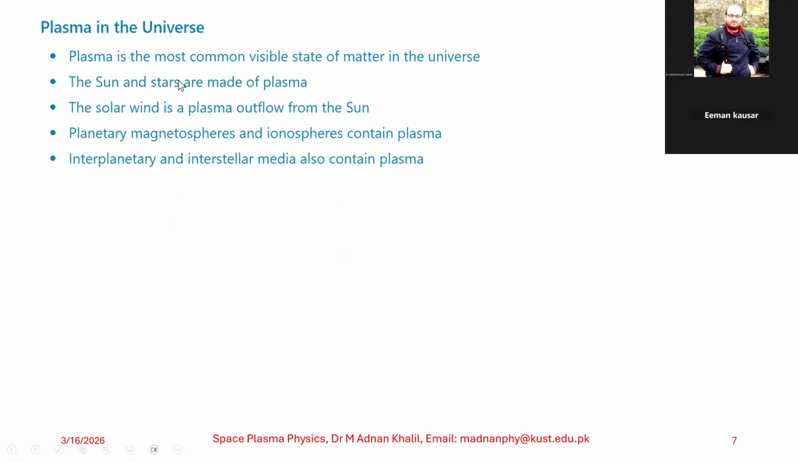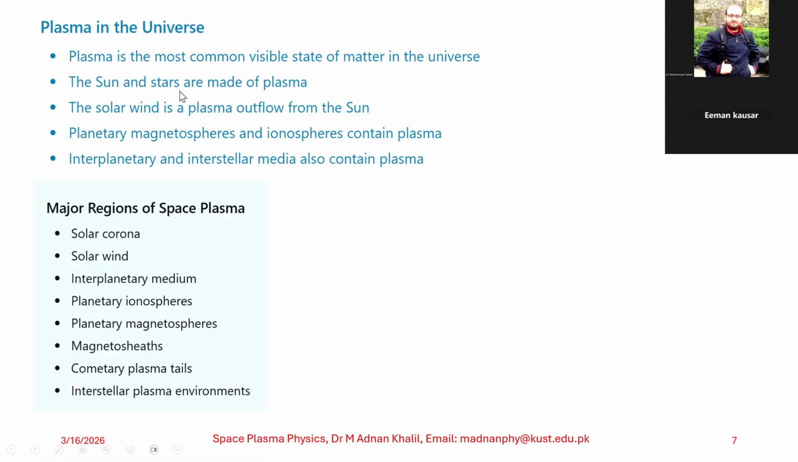So plasma is the most common visible state of matter in the universe. That means most of the matter exists in this plasma state. Just outside our atmosphere, everything is almost in the plasma state. The sun, the stars are made up of plasma. These are high energy states of matter. Once we have charged particles governed by the fields, it gives rise to this state.